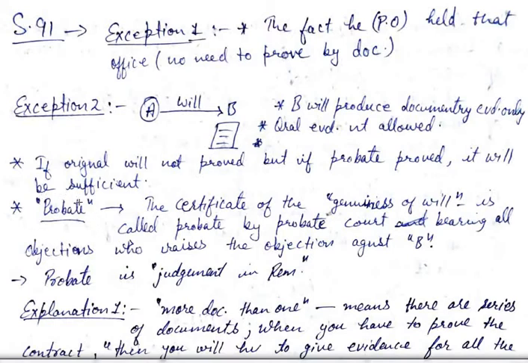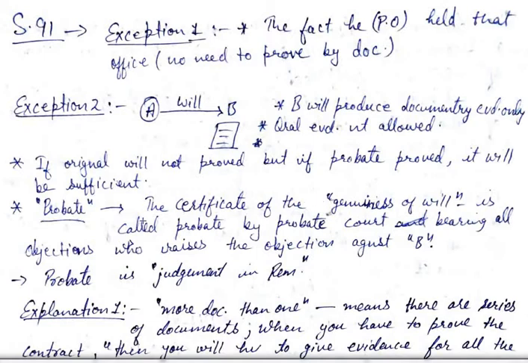Whenever there is a will in your favor, then you will go to the probate court for obtaining the probate. In the probate court, then the probate court will examine the genuineness of the will, and for that purpose it will serve the notices to all persons concerned.